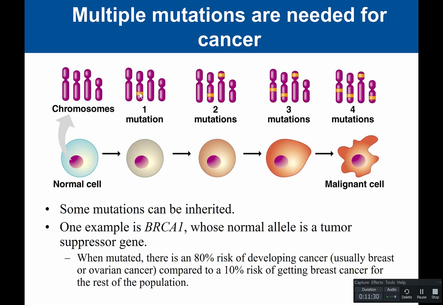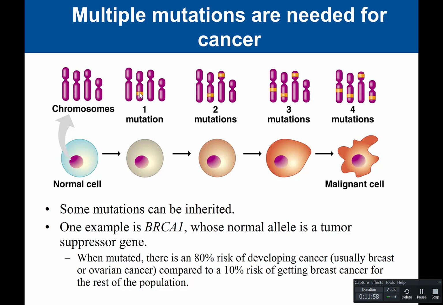However, people can inherit a mutation in their tumor suppressor gene. They get a mutation in their BRCA1. When mutated, there is an 80% risk of developing cancer, usually breast or ovarian, compared to a 10% risk of getting breast cancer for the rest of the population. So notice that by having this mutation, you're 8 times more likely to get breast cancer.